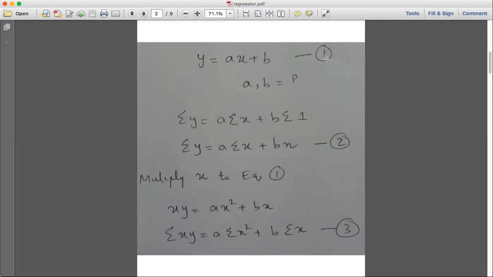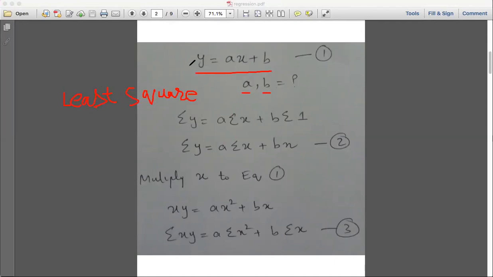So first of all, what will we do? You can see y is equal to ax plus b. This is the equation of a line, y in terms of x. a and b are constants. We need to find a and b. So what do we need to follow? We will use the least square method. Okay, what happens in it?